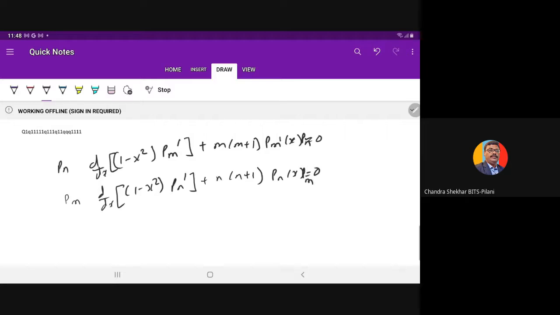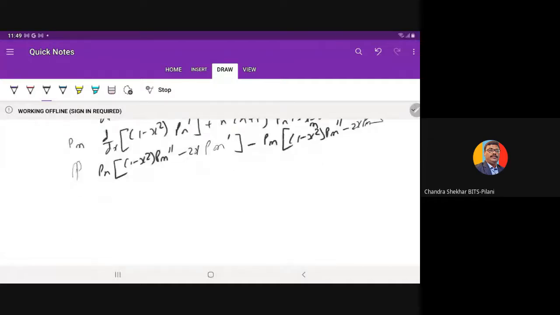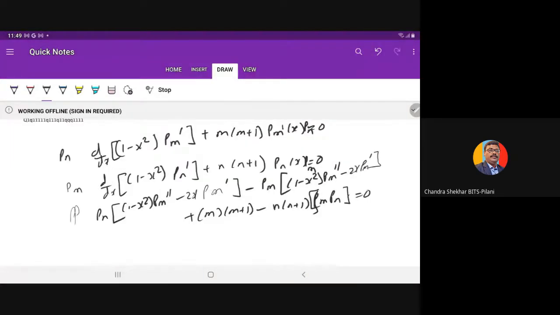Now Pn times d/dx of (1 minus x square) Pm dash, that is (1 minus x square) Pm double dash minus 2x Pm dash, minus Pm times (1 minus x square) Pn double dash minus 2x Pn dash, plus m into (m plus 1) minus n into (n plus 1) Pm Pn is equal to 0. This will come. Clear this part?